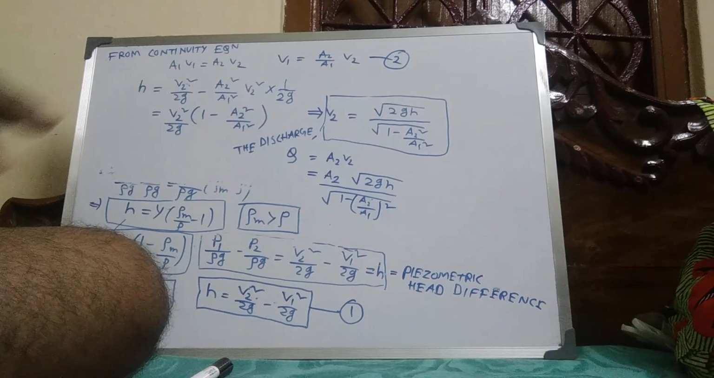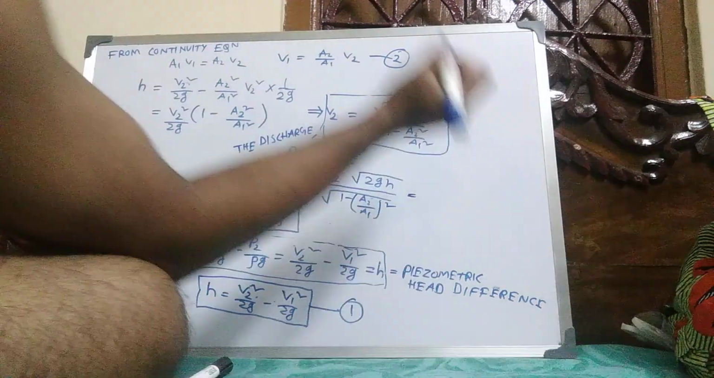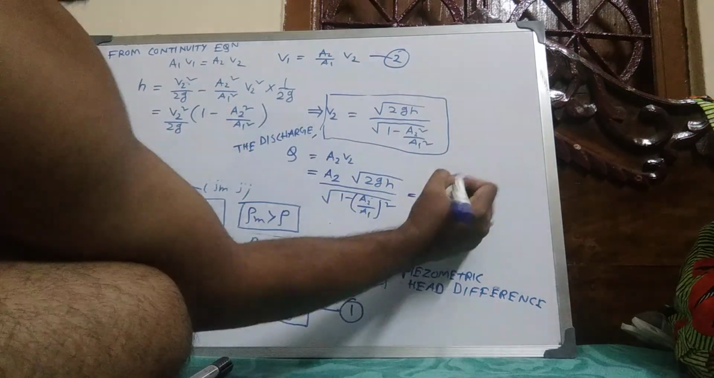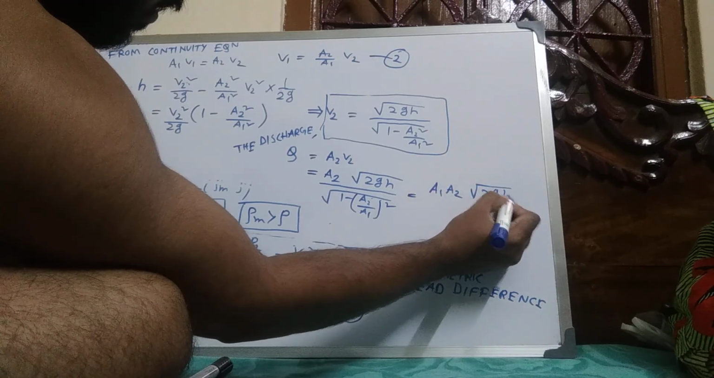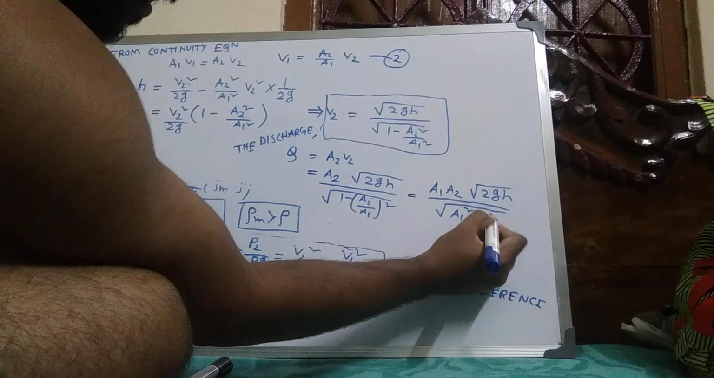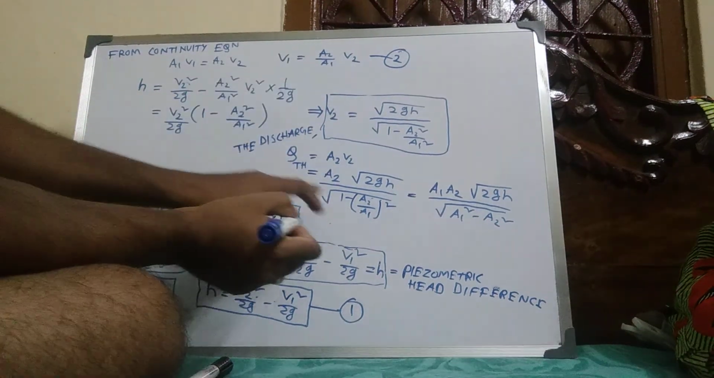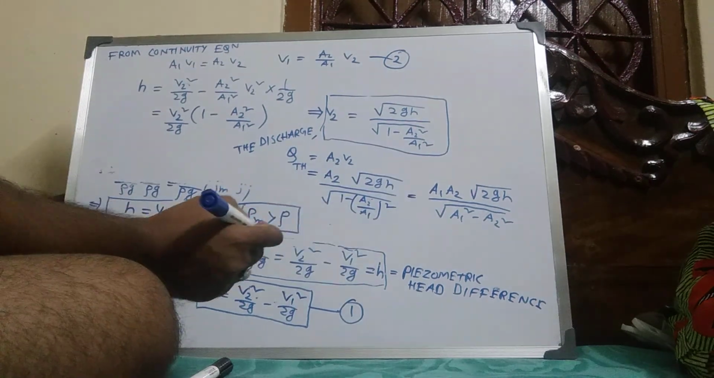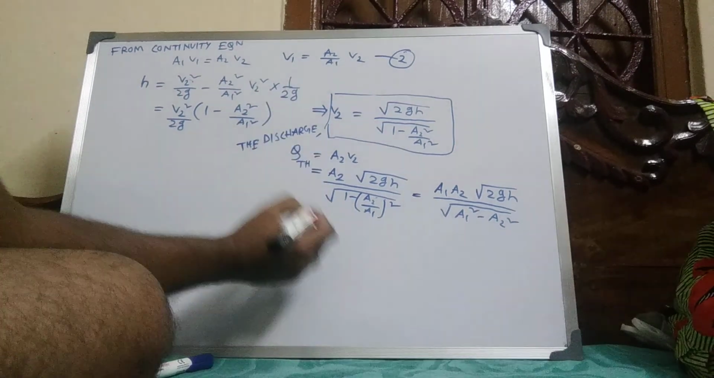Okay, or I can write it as a1 into a2 root over 2gh by root over a1 square minus a2 square. This is the theoretical value. Understand? This is the theoretical value of the discharge. So discharge equal to this.